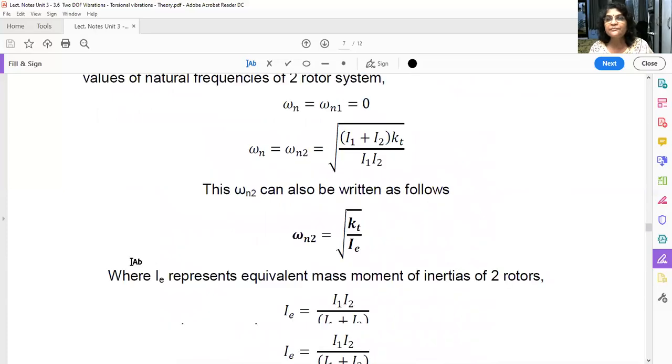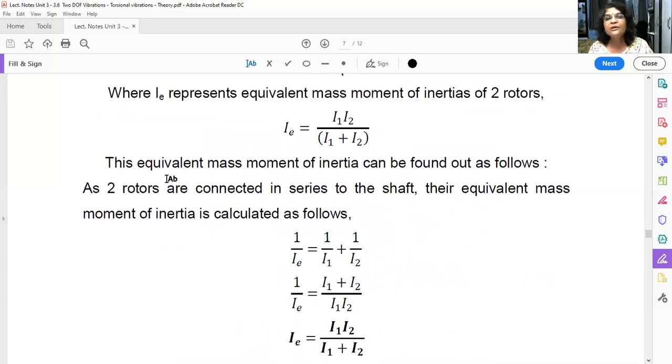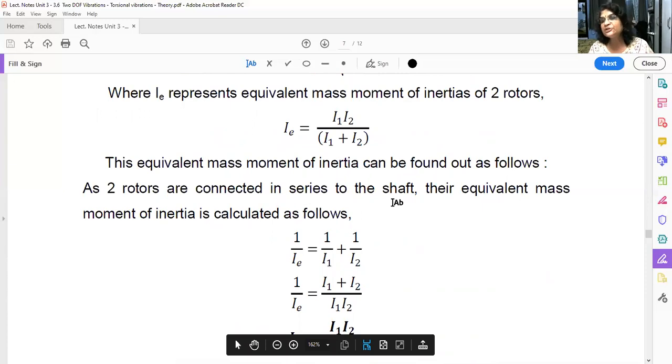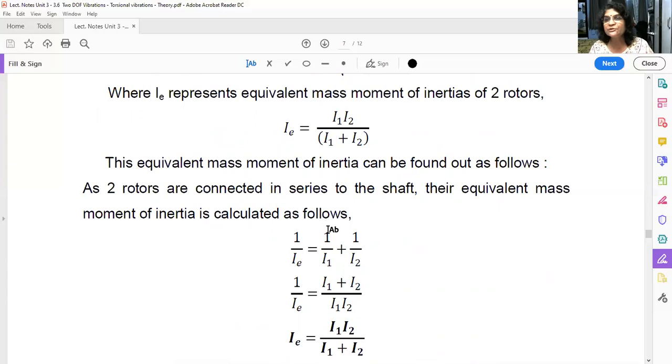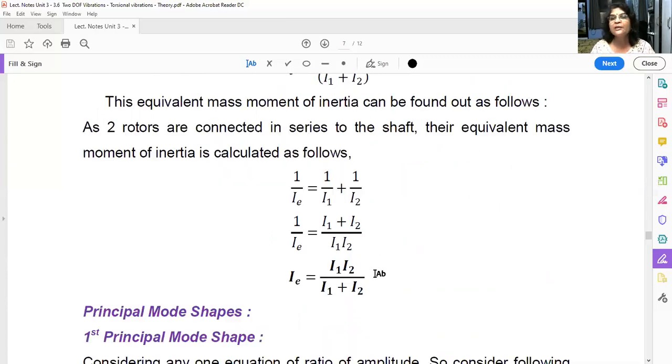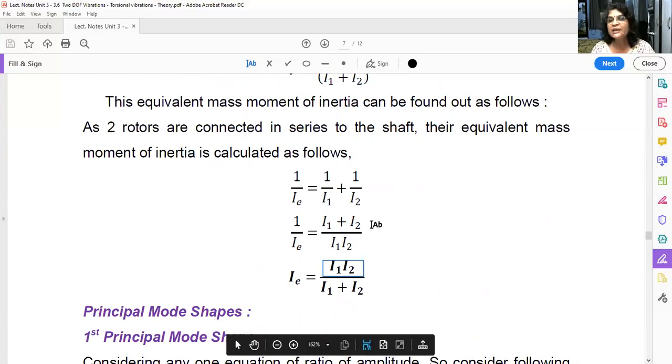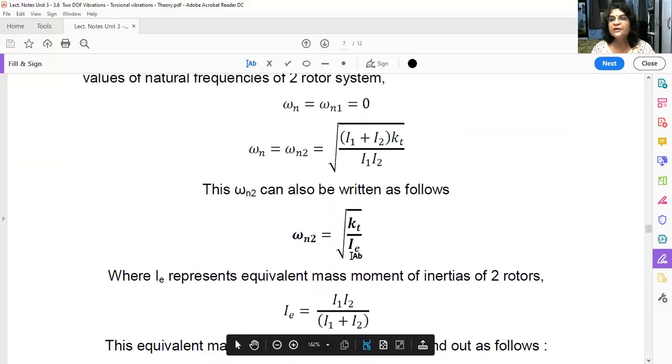As the two rotors are connected in series to the shaft, their equivalent mass moment of inertia is calculated as follows: 1 upon IE is equal to 1 upon I1 plus 1 upon I2. This is the formula for series. Then 1 upon IE is equal to I1 plus I2 upon I1 into I2. Therefore, IE is equal to I1 into I2 upon I1 plus I2. So this IE, either you write here in terms of IT or you put the value of IT here.